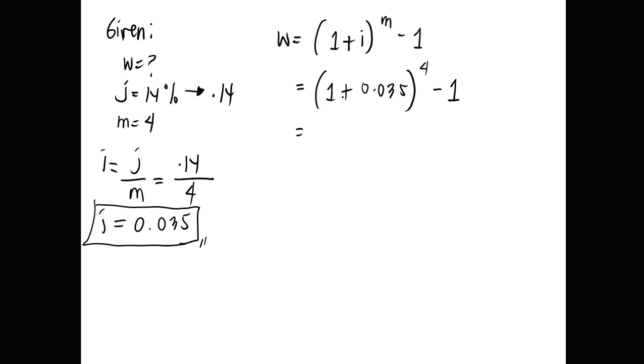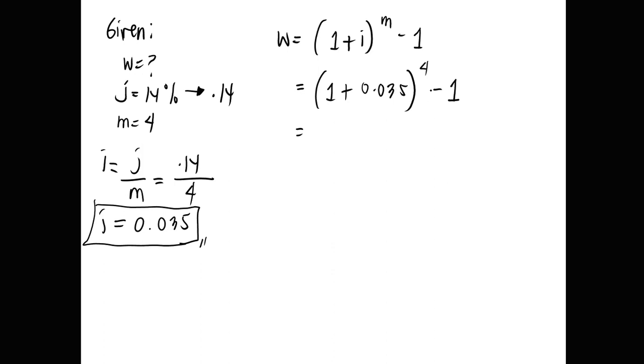Ayan. So, in this step po, ano lang ginawa natin? Sinubstitute lang po natin yung given. Okay po? Yung 1, constant, yung I na 0.035, which is yung nakuha natin dito. And then yung M, which is 4, copy minus 1. Okay, next. So, after natin mag-substitute po, solve na natin sila by following the PEMDAS rule.